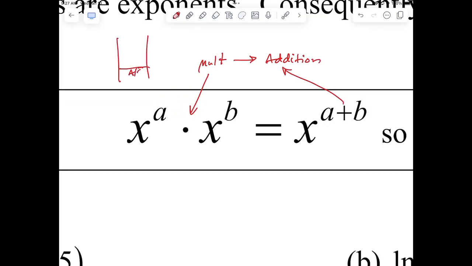It brings it one rung down on the operational ladder. Down here you have addition and subtraction. The next rung is multiplication and division, and the next rung is exponentiation. It brings a multiplicative property down one rung to addition. See that? And it works for division as well, right? When you're dividing, you subtract the exponents. But multiplication turns into addition.